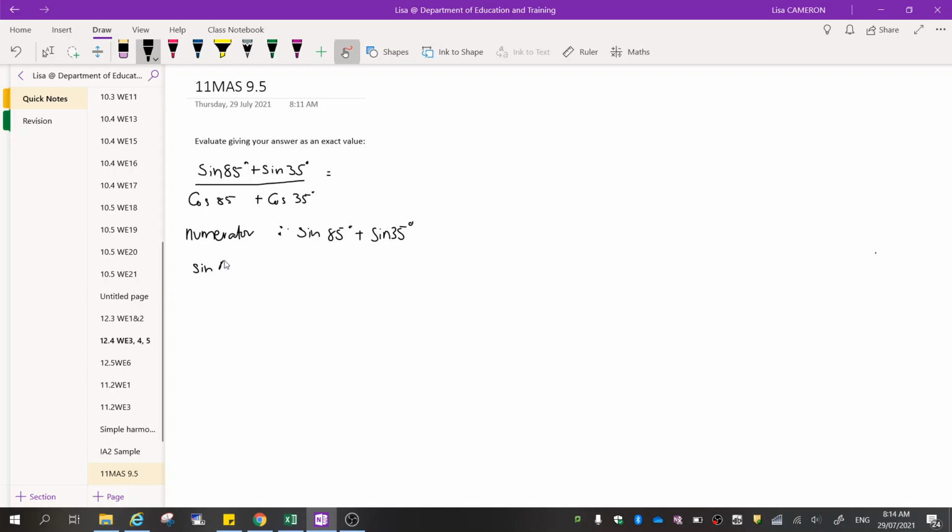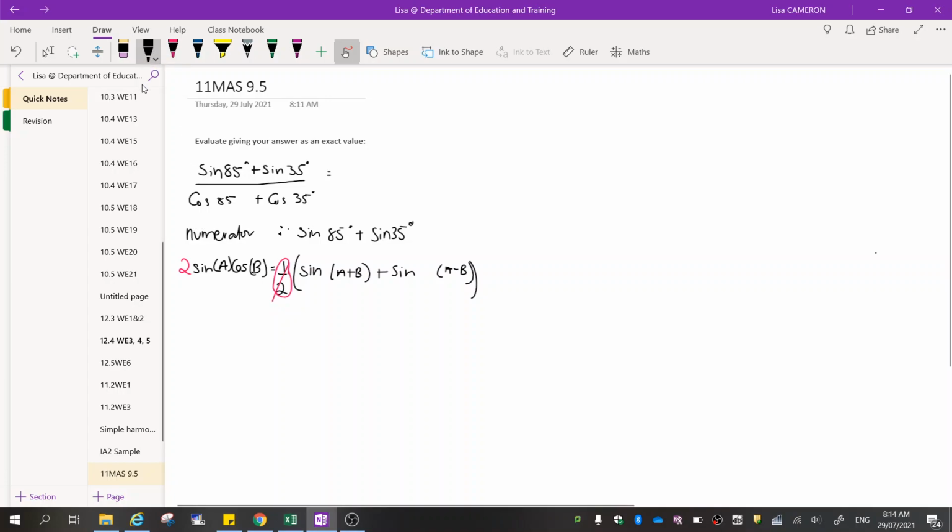Sine A cos B is equal to 1/2 sine bracket A plus B bracket plus sine bracket A minus B bracket. Okay, so that will match this top part here. All I'd have to do to get that to match is take this to the other side by multiplying it by 2. That will get rid of it there.